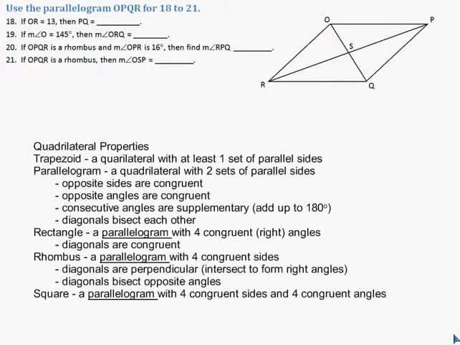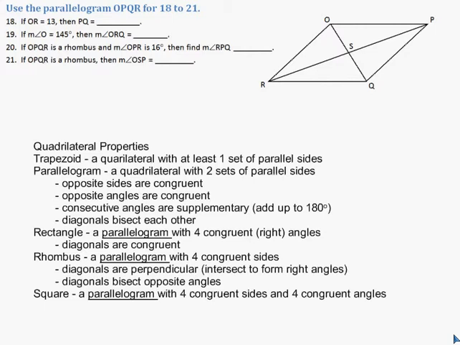Opposite sides are congruent in a parallelogram. Opposite angles are congruent. Consecutive angles are supplementary, which means they add up to 180, and diagonals bisect each other. That means they meet at the midpoint. Another way of saying it is they split each other into congruent parts.